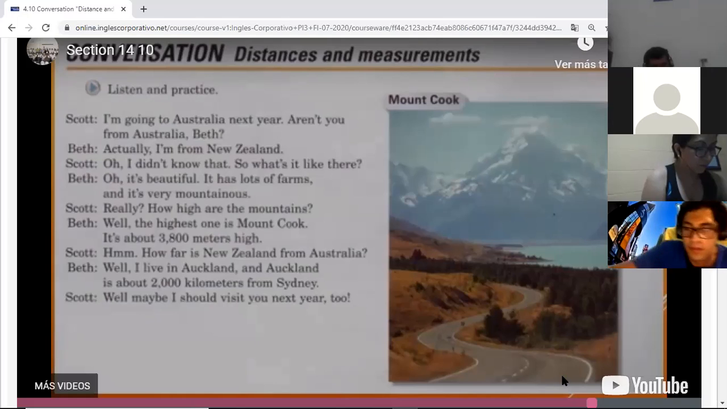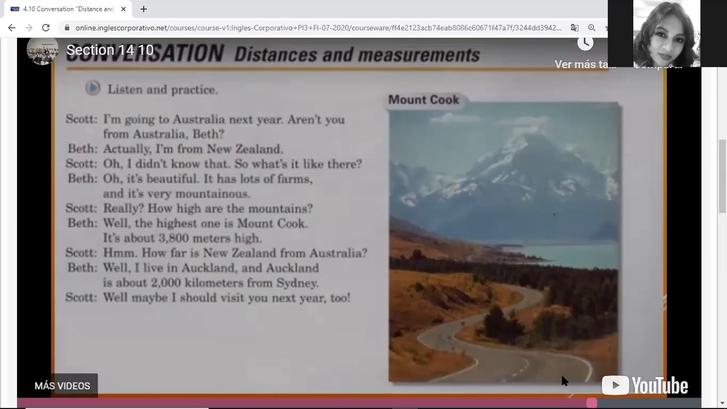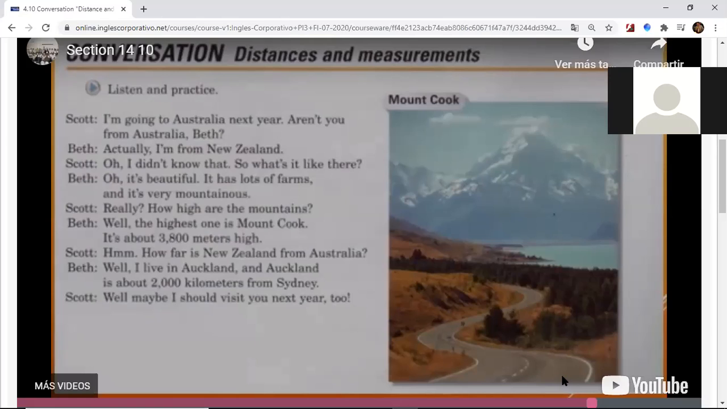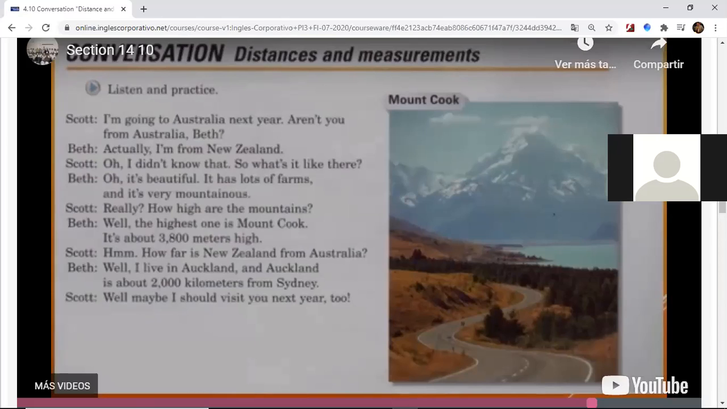I'm going to Australia next year. Aren't you from Australia, Beth? Actually, I'm from New Zealand. Oh, I didn't know that. So what is it like there? Oh, it's beautiful. It has lots of farms and it's very mountainous. Really? How high are the mountains? Well, the highest one is Mount Cook. It's about 3,800 meters high. How far is New Zealand from Australia? Well, I live in Auckland. Auckland is about 2,000 kilometers from Sydney. Well, maybe I should visit you next year, too.